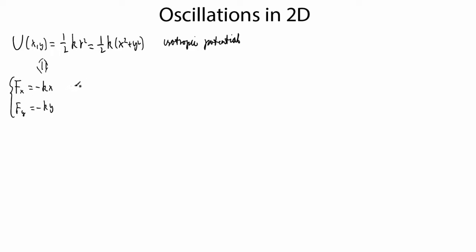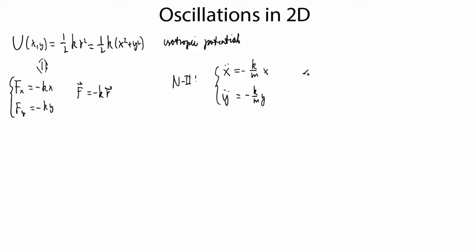Another way to write that, if you like, is to say that the force is minus k times the vector r. So again, the force points towards the origin along the direction of the vector r. So if we now apply Newton's second law, we'll find directly 2 decoupled equations, because the motion in x depends only on a force that depends only on the position in x. We get x double dot equals minus k over m times x, and y double dot similarly is minus k over m times y.